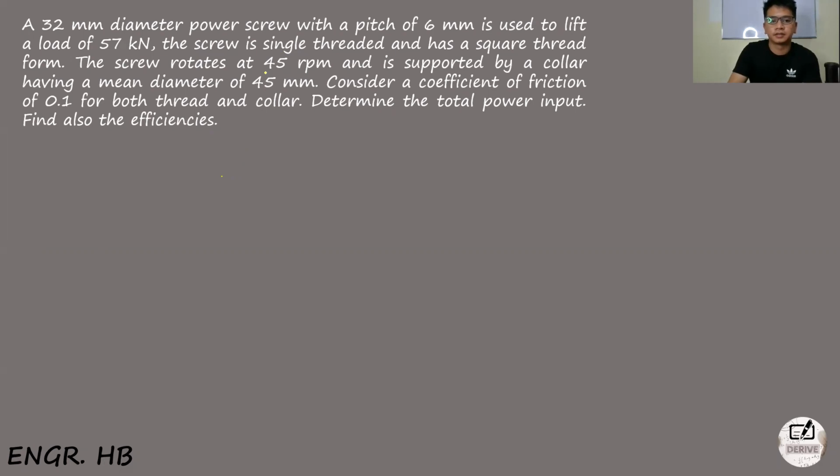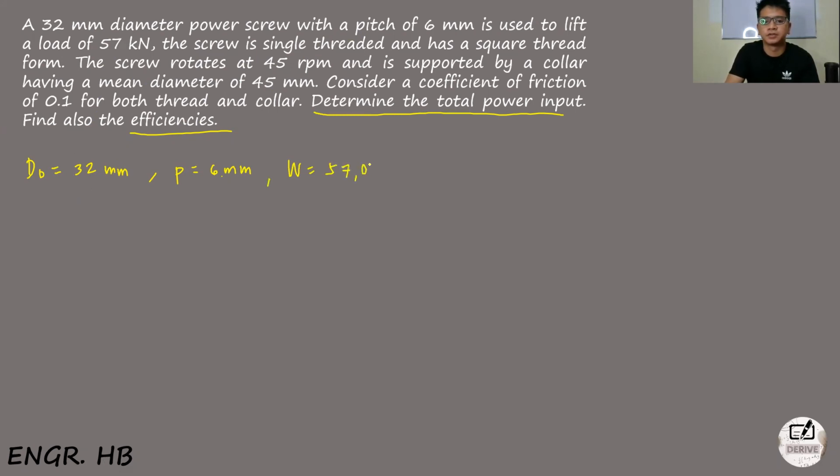the efficiencies. So, dalawang hinahanap, no, guys? Determine the total power input and find also the efficiencies. So, isa-isayin lang natin given. So, pag sinabing a 32 mm diameter, engineer, at walang sinasabing specific kung anong klaseng diameter siya, that will automatically be your outside diameter or your major diameter DO, 32 mm. So, we have a pitch of 6 mm. It's used to lift a load of 57 kilonewton. Of course, that was the W.